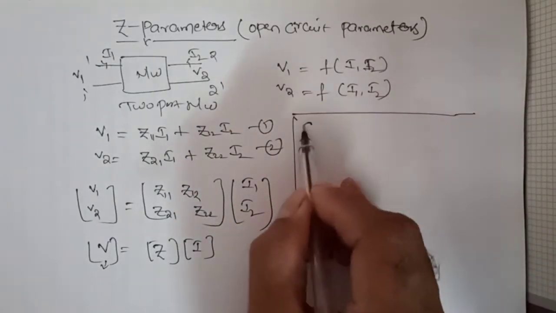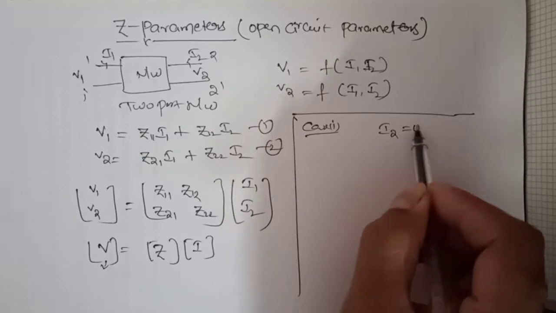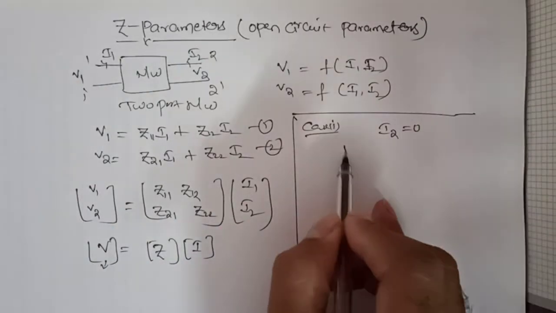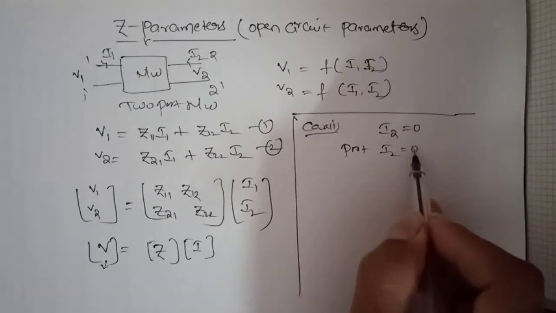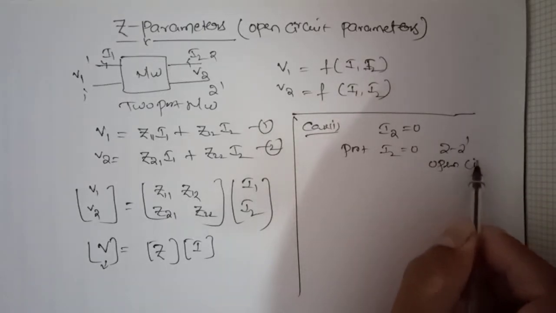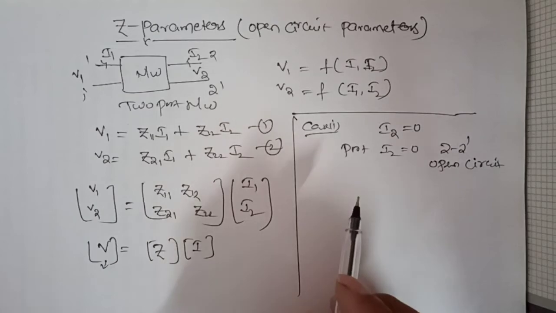Let us take case 1. Let us assume I2 is equal to 0. For the given network, we are making one independent variable, I2, equal to 0. What is the meaning of making I2 zero? Port 2-2' is open circuited. If you want to make the current 0, you have to make port 2-2' open circuit. Because we are making port 2-2' open circuited, current I2 is 0.